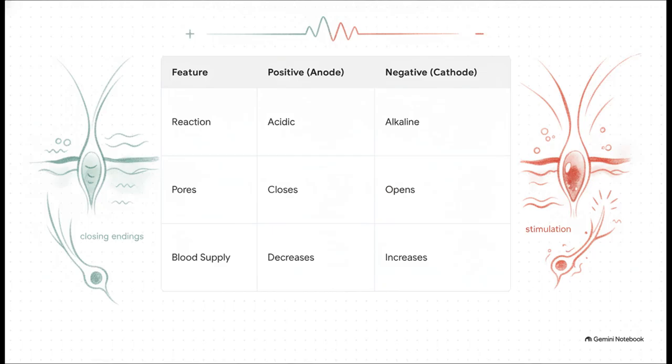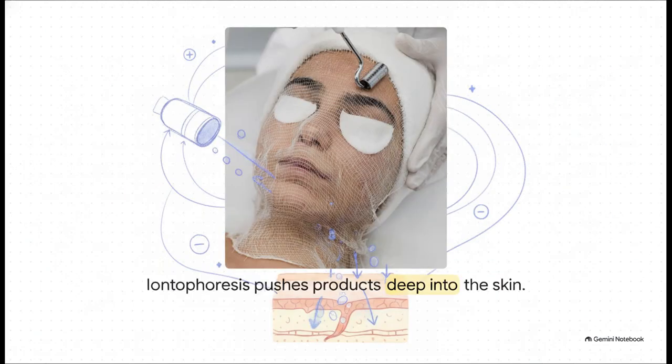When we use the positive anode, it produces an acidic reaction that actively closes the pores, decreases the blood supply, and soothes the nerves. But if we flip the switch and use the negative cathode, we get the exact opposite effect. It opens up the pores, increases the blood supply, and stimulates the nerves. We are literally commanding the body's tissues to open or close just by using controlled electrical polarity. It's amazing. So here's what that actually looks like in practice.